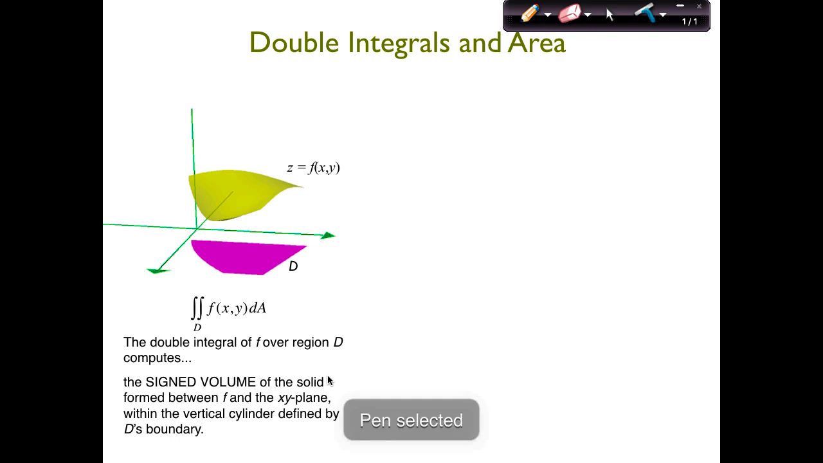This would be like solids. If f is sometimes above and sometimes below, then we're going to get some solids above and some solids below. Okay, that's review.